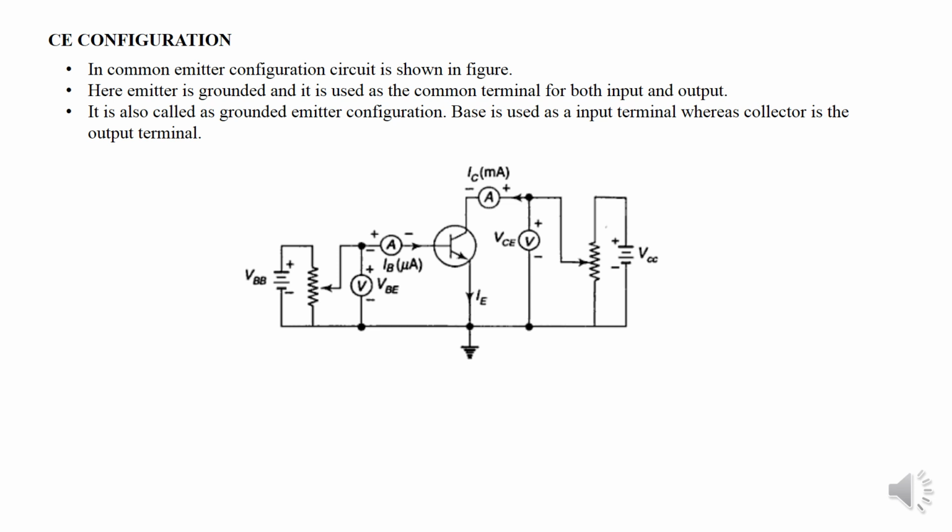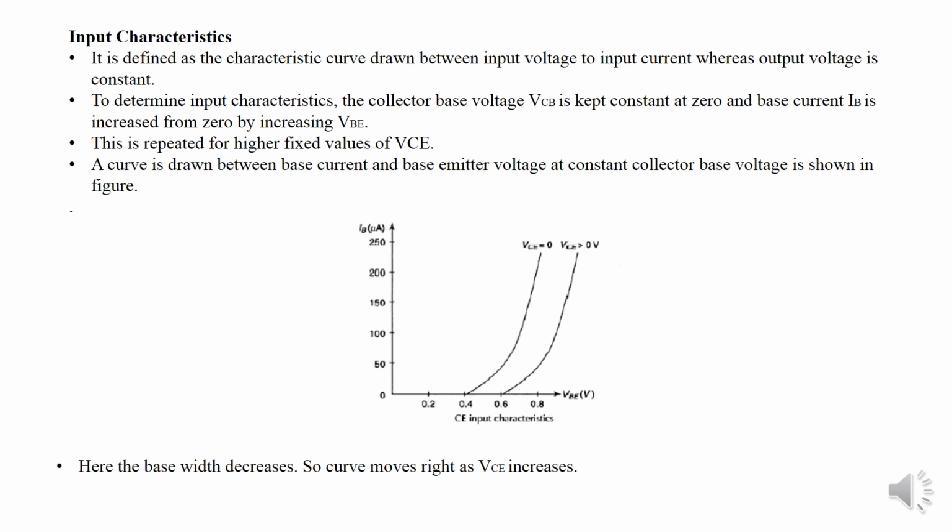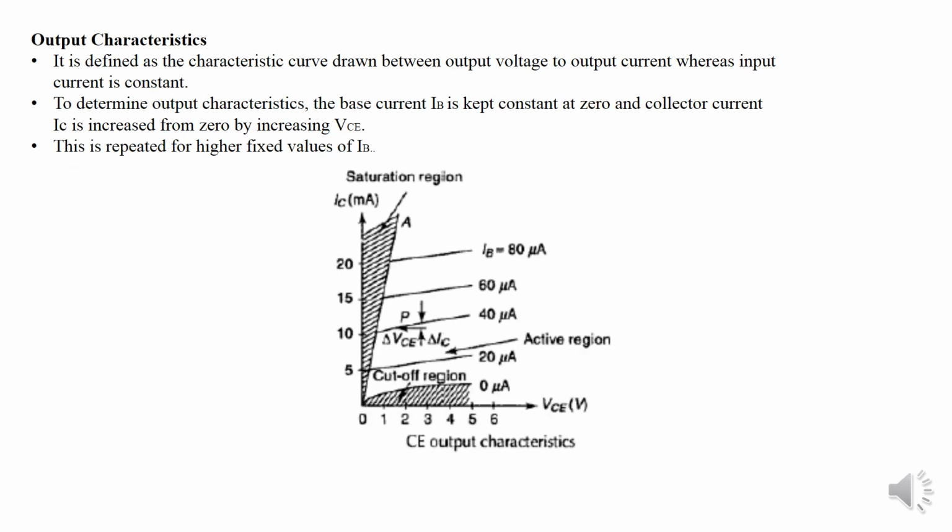Now, the input characteristics are a graph drawn between the input voltage and the input current, whereas the output voltage is kept constant. Here the curve is between the base current and the base emitter voltage at constant collector emitter voltage. This is the input characteristics. Here the base width decreases, so the curves shift as VCE increases. The next one is the output characteristics. Here the curve is drawn between the output voltage and the output current, whereas the input current is kept constant. It is repeated for higher values of IB also.